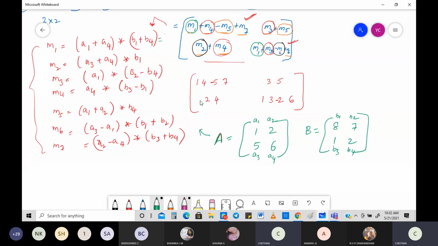Then C will be equal to, when you put all those values right here, you get a matrix. When you do the simplification, you get at last 12, 13, 48 and 49. This is what you're going to get. Then based on that, we are going to figure out how it is the divide and conquer technique, and what the time complexity of it is. This is only the tracing part of it.